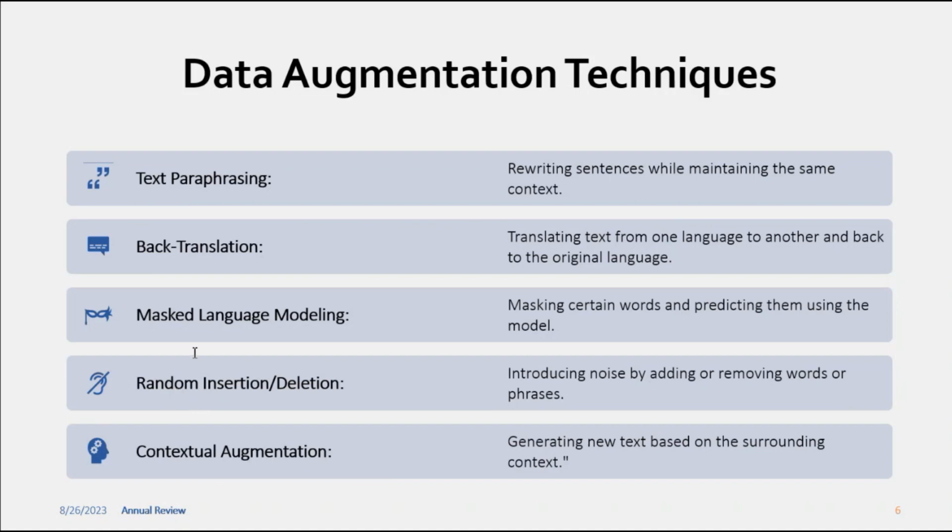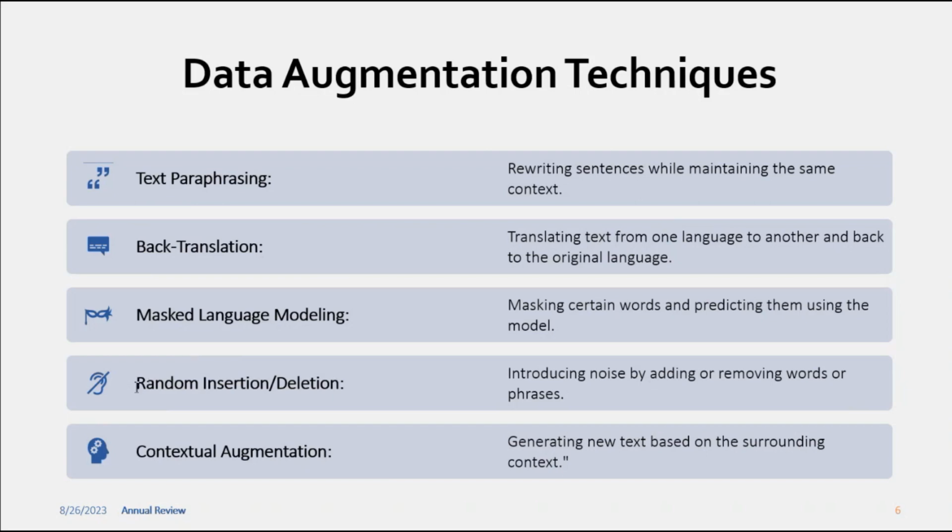Another technique is random insertion and deletion. Imagine you have a sentence like, she was reading a book in the park. Now let's add some randomness. We might insert an extra word like, she was reading a big book in the park. Or we might take a word out like, she was reading in the park. So it's like adding a surprise element in the sentence. Random insertion and deletion are ways to introduce a bit of chaos into the text.